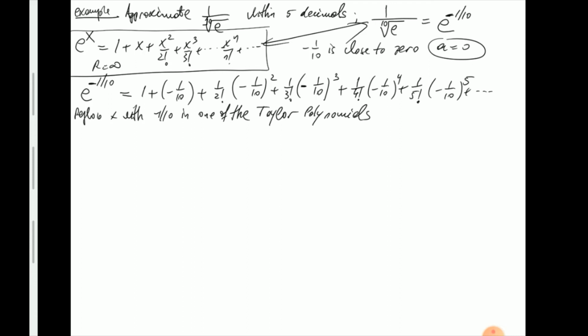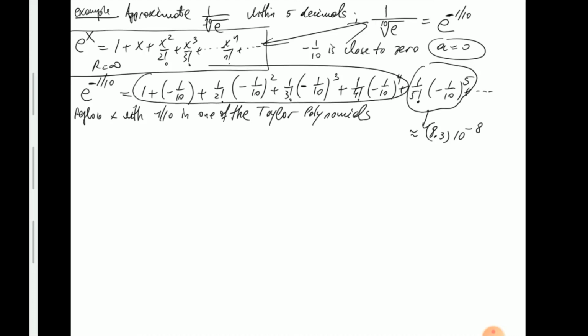So if you actually plug in minus 1/10 into this Taylor polynomial, you will notice that by the time you reach the 5th power, check this with the calculator, this is actually going to be approximately equal to 8.3 times 10 to the power minus 8. So lots of zeros after the decimals, basically. So that means all the terms up until the 4th power together are within 5 decimals for sure.